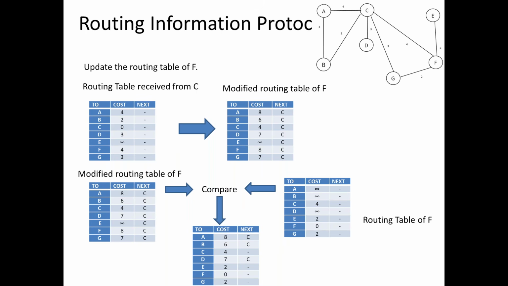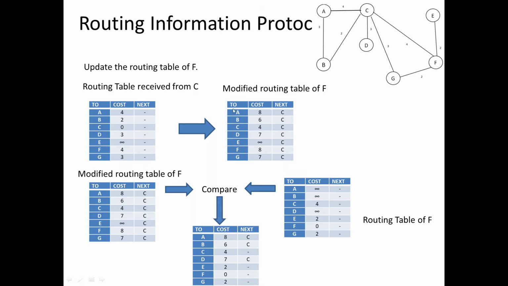So that is why I have to select the routing table of C. Now if you see this particular slide, you can see that we have received the routing table of C. That is this one, the table which has these values: A, the cost is 4; B2; C0; D3; E infinity; F4; and G3.